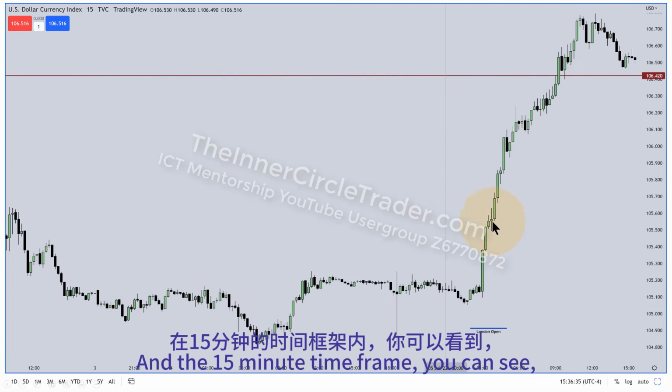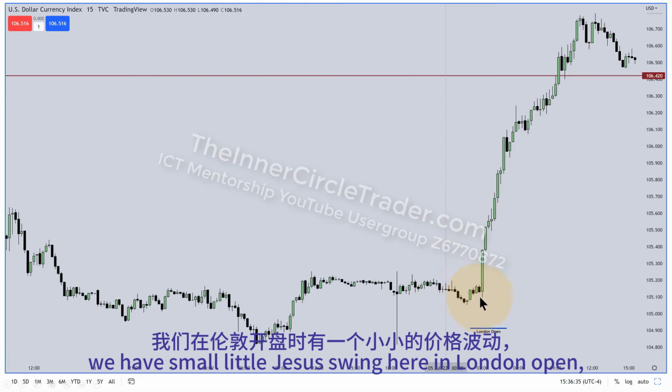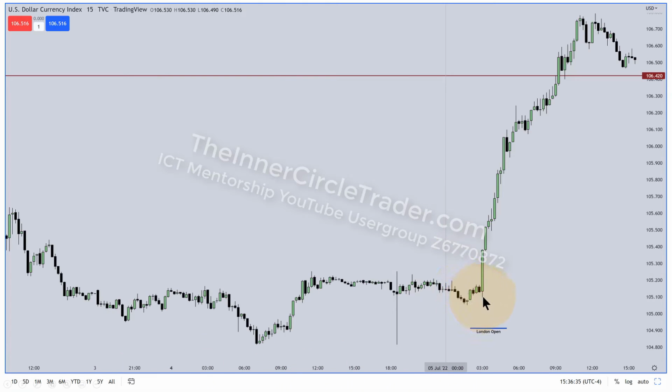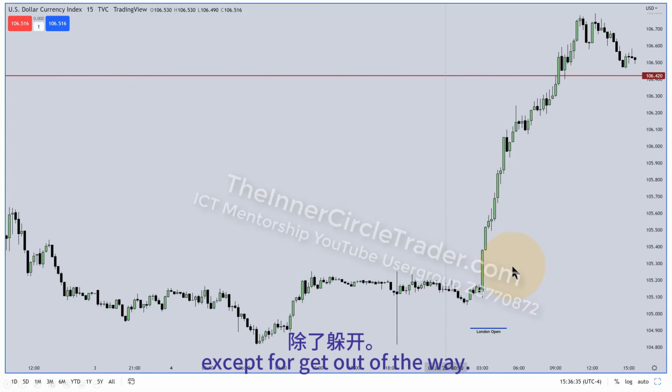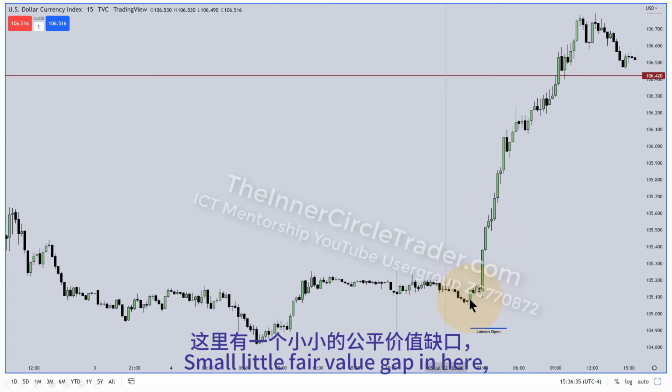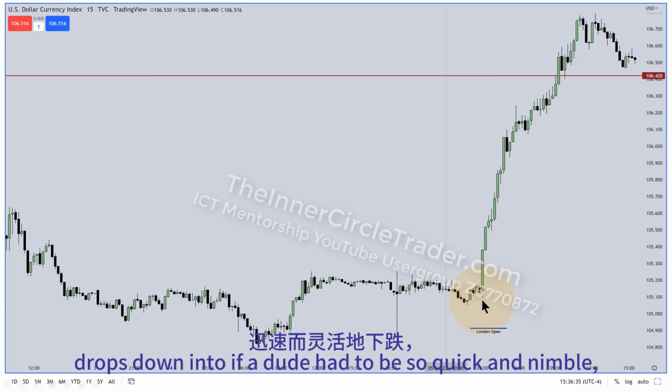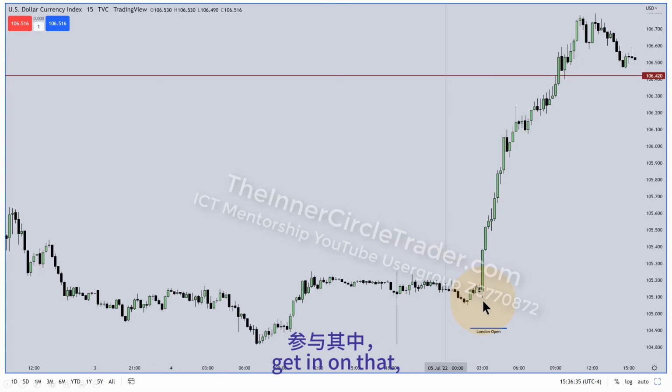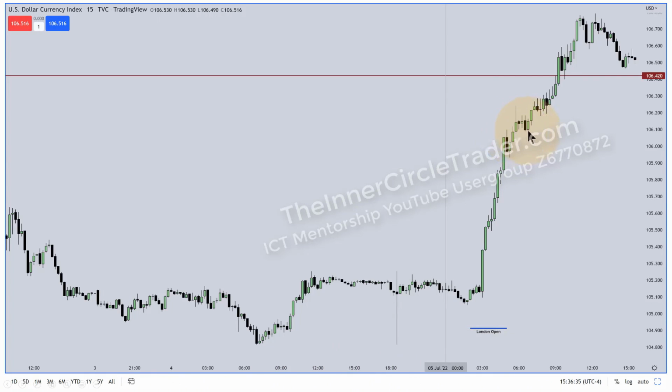And the 15-minute time frame, you can see we had a small little juice swing here in London Open. And at 3 o'clock in the morning, just took off like a rocket. Not much more you could do except get out of the way. Small little fair value gap in here. Drops down into it, but you'd have to be so quick and nimble to get in on that. And then rallied up. Small little institutional order entry drill here. And here as well. Small little imbalance. Institutional order entry drill here as well. And then rips off into the buy side liquidity that's resting inside that old gap.